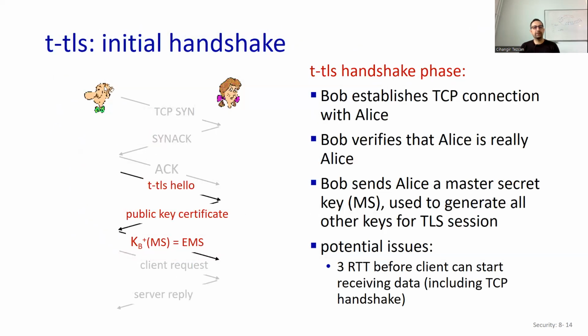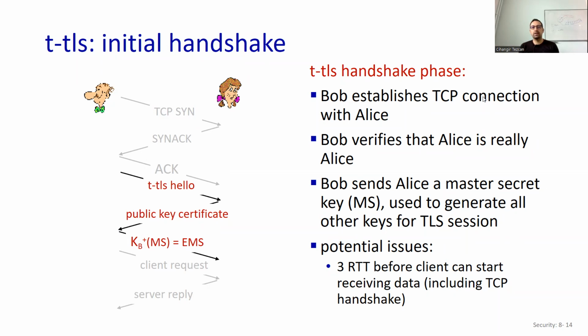So recall that we had the three-way handshake in TCP. Then we can put our TLS here, our toy example. You can start with t-tls hello, and the person can send their public key certificate, right? Then you create a master secret key, encrypt it with Bob's private key. So Bob encrypts and sends it to Alice. Then Alice can decrypt it by using Bob's public key.